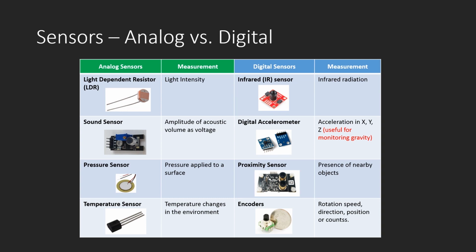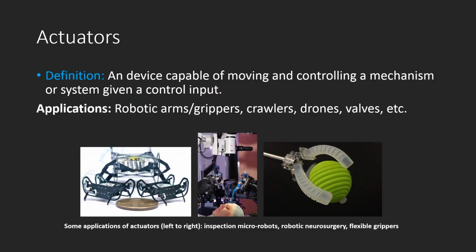Now, some examples of digital sensors are infrared or IR sensors, digital accelerometers, which monitor acceleration changes in X, Y, and Z, which is quite useful to monitor the microgravity environment for your experiment, proximity sensors that detect the presence of nearby objects, and encoders that sense changes in rotation. So in general, sensors allow us to measure physical quantities that vary over time, but we can also control a physical object using a microcontroller like Arduino. And that's why we need to talk about actuators.